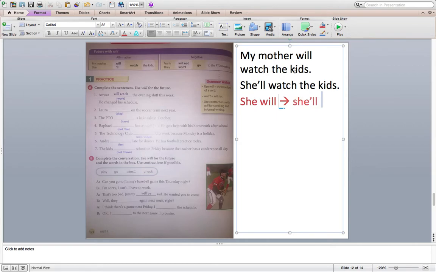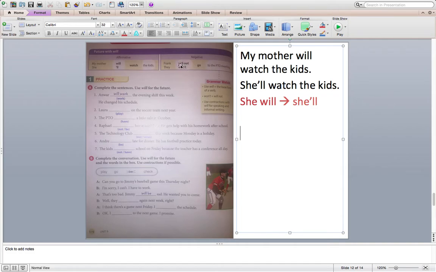So my mother will watch the kids, or if you want to say she will watch the kids, you shorten it to she'll watch the kids. And this is very common in English when we speak. So this is the affirmative. Let's do the negative. Frank will not go to the PTO meeting. Frank will not go to the PTO meeting.